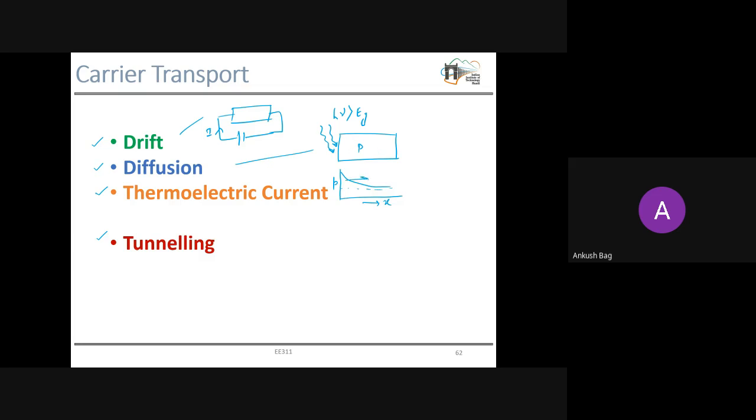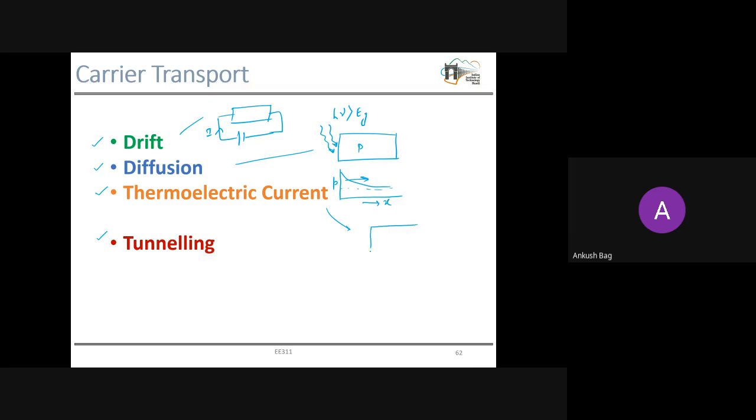Accordingly, your carriers will diffuse from high carrier concentration to low carrier concentration, and once again you will get a current, which is nothing but the diffusion current. Now, another type of current, just to complete this discussion, I am informing you.